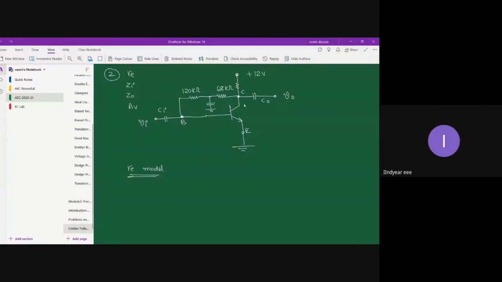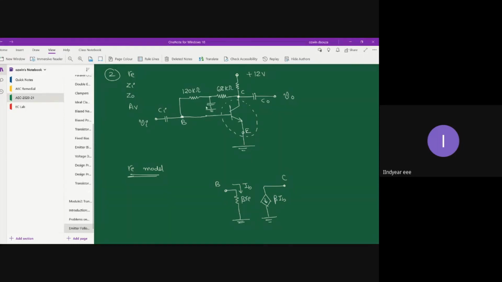First let me substitute the RE model for CE configuration. Beta RE, and grounded because the emitter is directly grounded. Then I have the controlled source on the output side, beta times IB, where IB is the current flow through the beta RE resistor. This is my collector and this is my base.